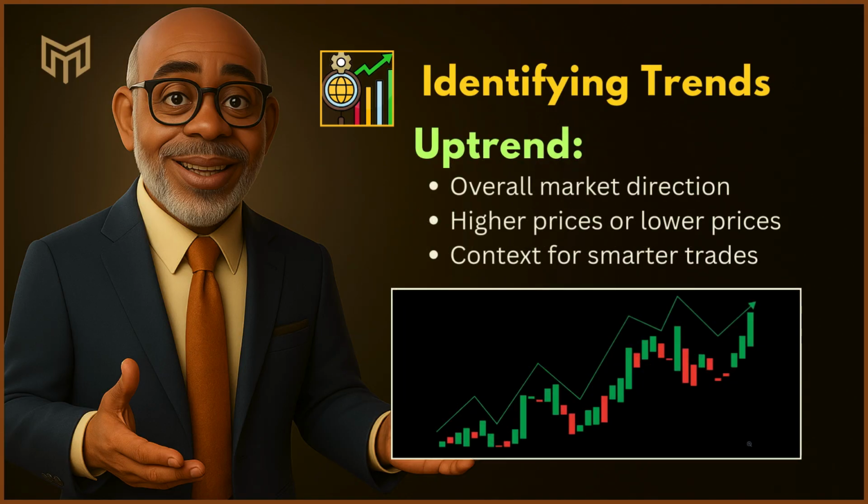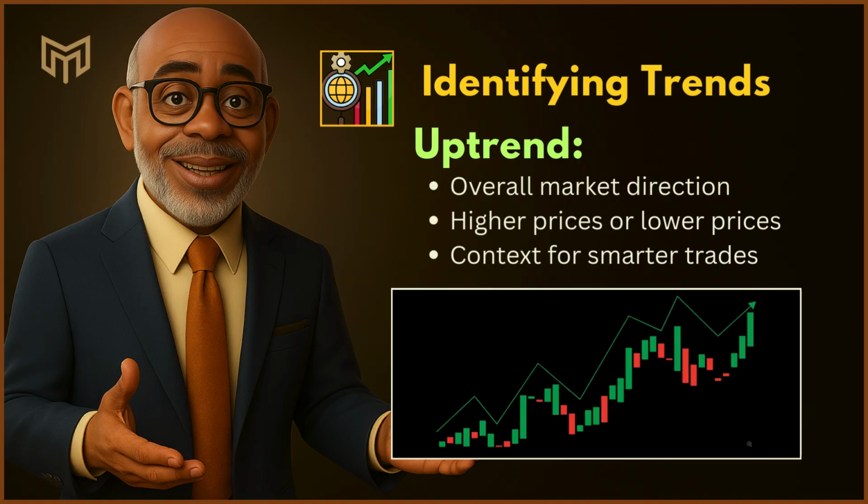In an uptrend, price moves higher over time. You'll see this on the chart as a series of higher highs and higher lows. Each new peak is higher than the one before it, and each pullback stays above the previous low. This structure tells us that buyers are in control. Even when price pulls back, sellers are unable to push the market lower. Buyers step in and continue driving price upward.